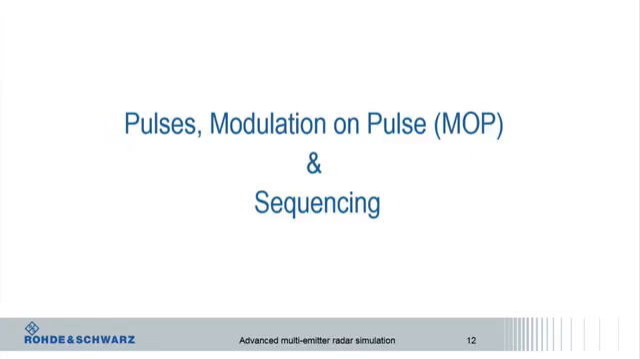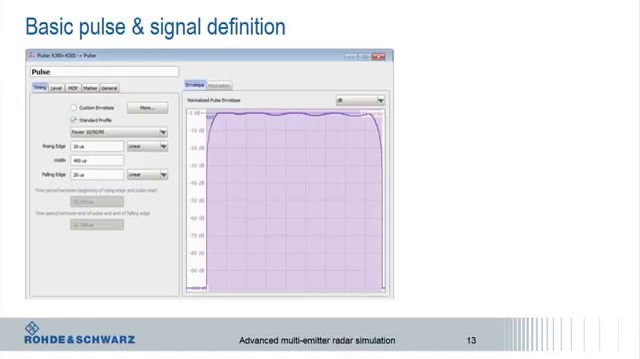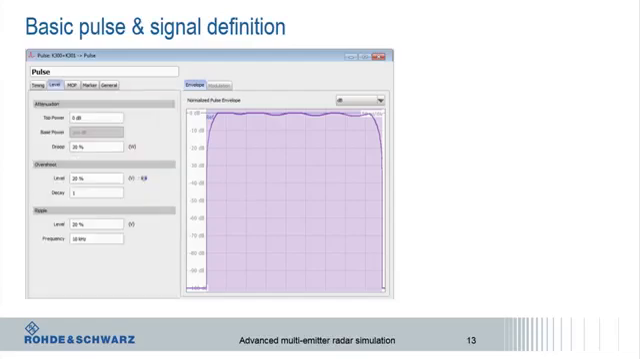So let's look at the pulses, the modulation on pulse, and some sequencing examples. This slide shows you how to define a basic pulse. The basic pulse normally consists of several items. In the software you have access to a timing tab which allows you to define rising edge, falling edge, and the width of a pulse.